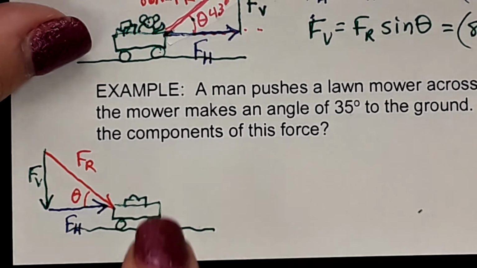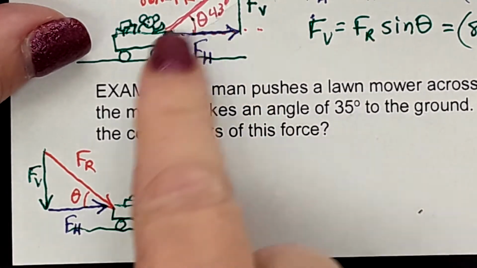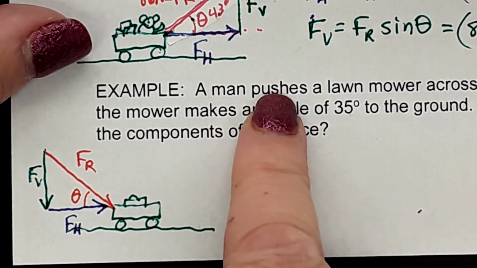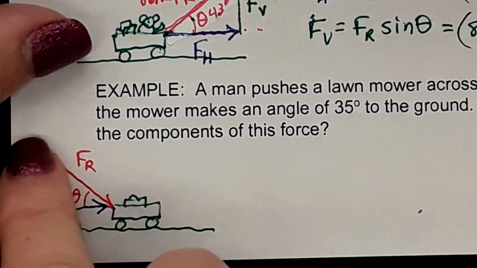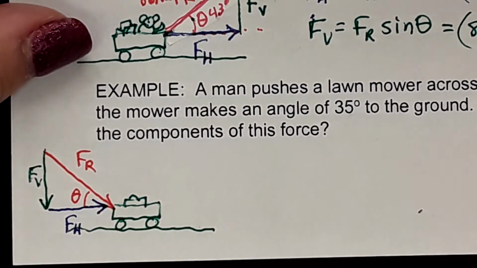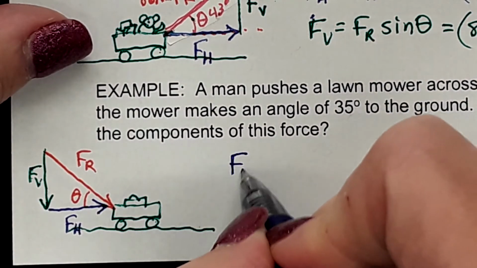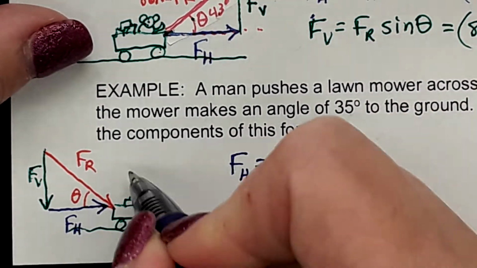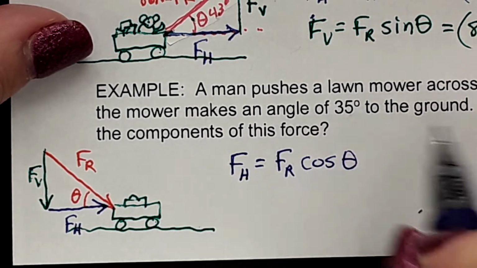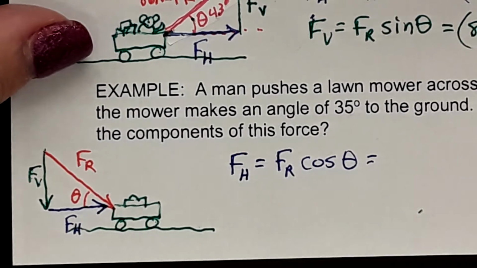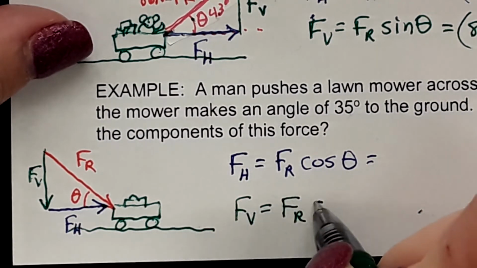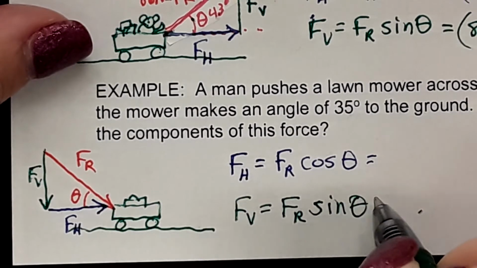Okay? But the thing is, whenever you pull, you go forward and up. When you push, you go forward and down. Get the difference? Okay. Now, let's do the math. The horizontal component is going to be the resultant force times the cosine of the angle, while the vertical component is going to be the resultant, the hypotenuse, times the sine of the angle.